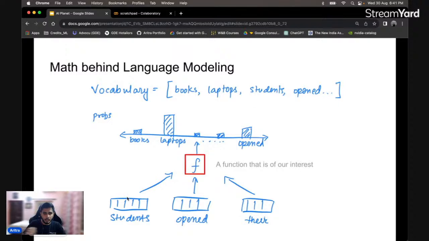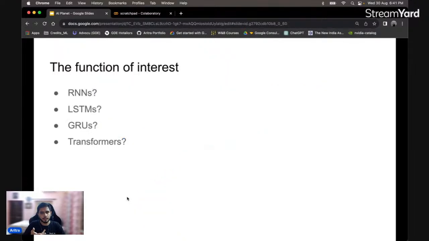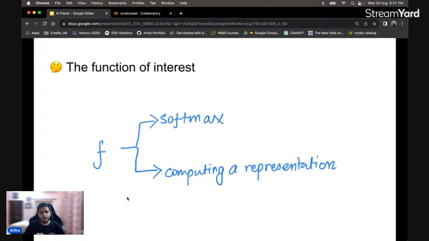Now comes the function F which is of our interest. Is this function the RNNs, LSTMs, GRUs, or transformers that we are going to cover in our bootcamp? Think about it again. F can be broken down into two components, where the first component is computing a representation, and the second component is a softmax. The softmax function has been covered thoroughly in the previous session of the LLM bootcamp by Ritik.